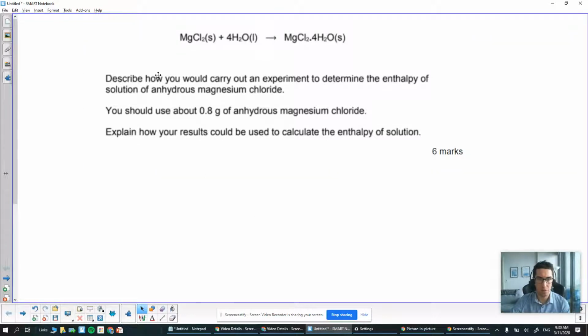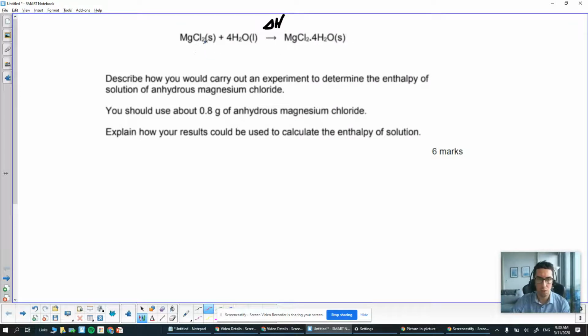So it says, describe how you would carry out an experiment to find the enthalpy of solution of anhydrous magnesium chloride. So we're trying to work out delta H for this reaction here. Now, if you look at this equation, this reaction here, you've got a solid, magnesium chloride, being added to a liquid, water, forming another solid.